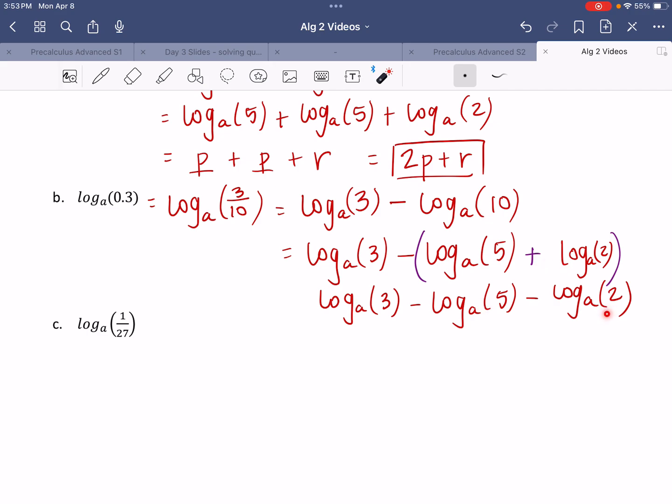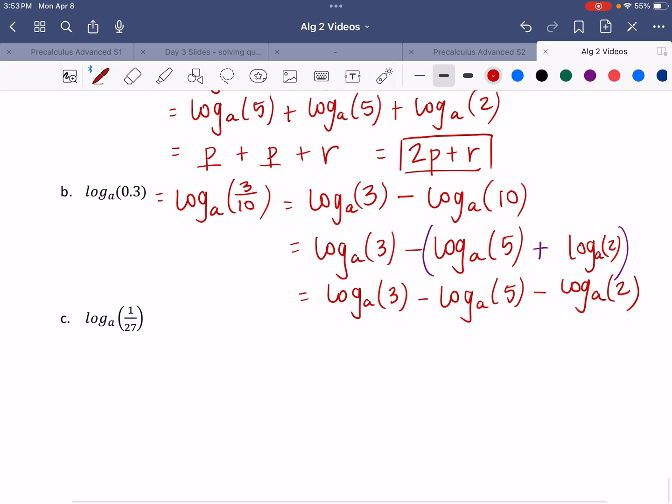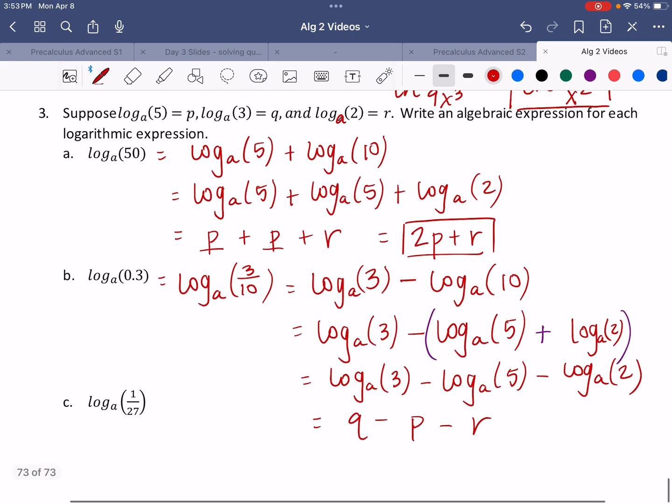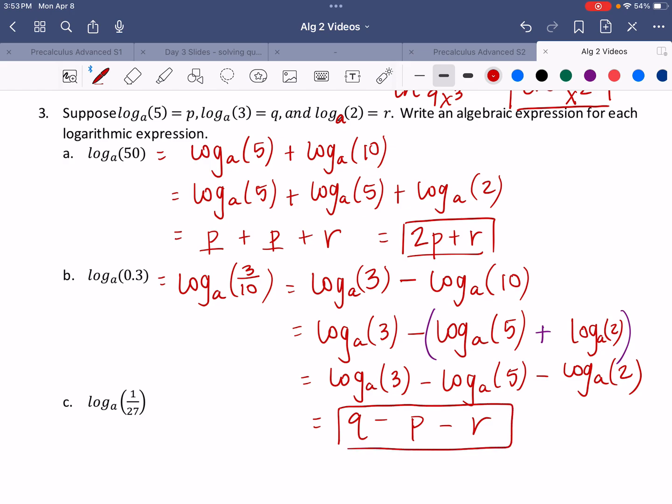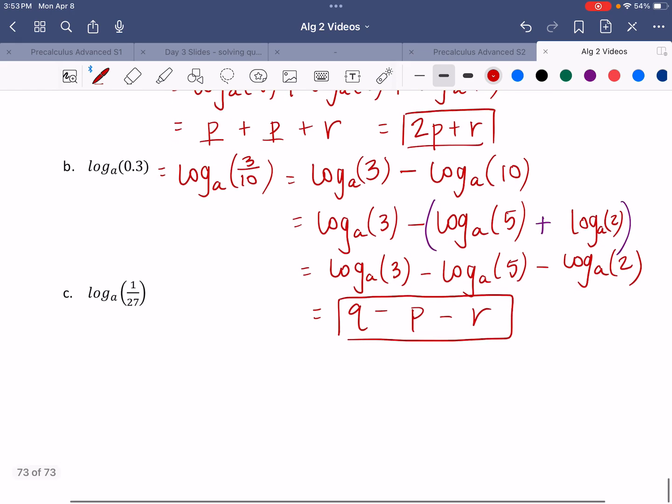Now let's go replace all these logs with letters. So log base a of 3 was q minus p minus r. And I'm just using, again, the given information up here. Okay, there we go.